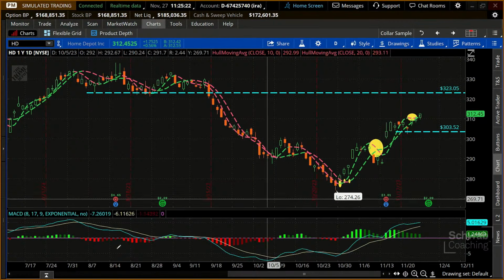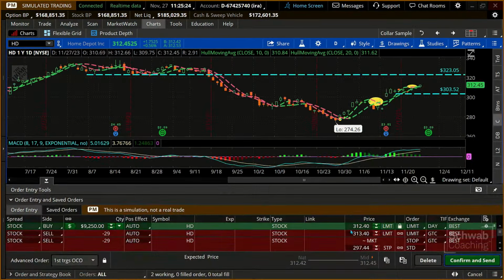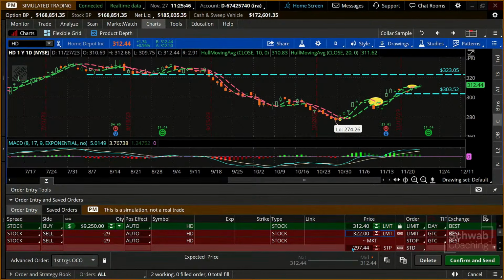Now, we're going to put that 323. Matter of fact, we're going to put 322. Okay. Right there. Now, why the 322? Why not 323? Well, some investors would like to maybe sell a little early, than stay too long. Okay. So we know that the resistance support is an area. Okay. So what I'm going to do is put 322. Got the stop at 297.